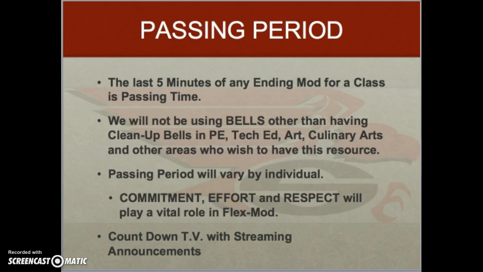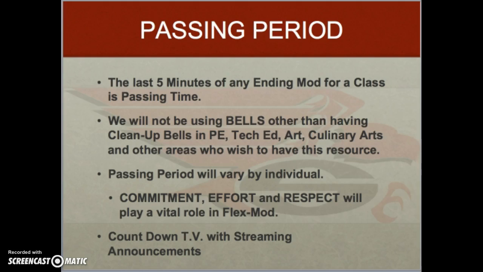Passing period, as I had mentioned, is the last 5 minutes of any ending mod in your class. We will not be using bells other than cleanup bells in some areas. And passing period will vary individually. This is why we can't have a set schedule for bells. And there will be a lot of work that we'll be spending on to make sure that we're able to be committed, demonstrate effort, and be respectful in flex mod, where we know that we may be in the class transitioning to our next destination, but many people are still in the process of teaching and learning, and we want to make sure that we're not interrupting that to the best of our ability.